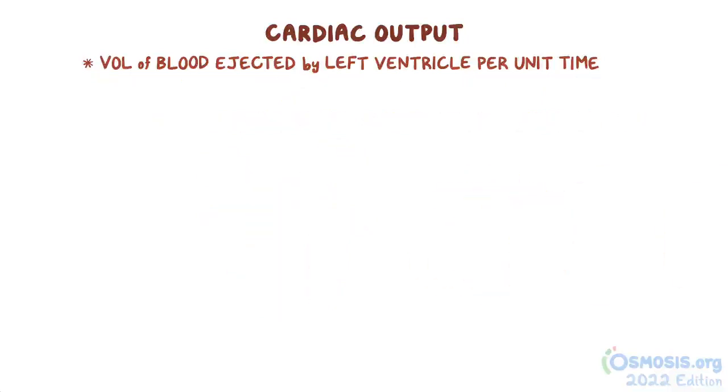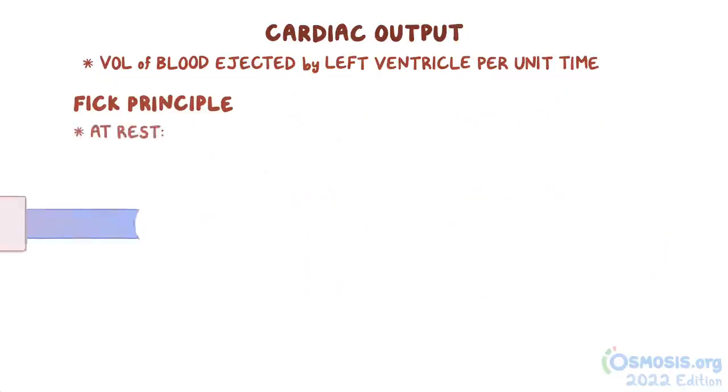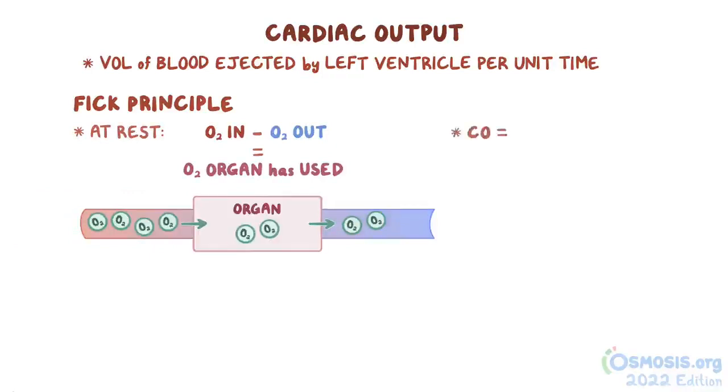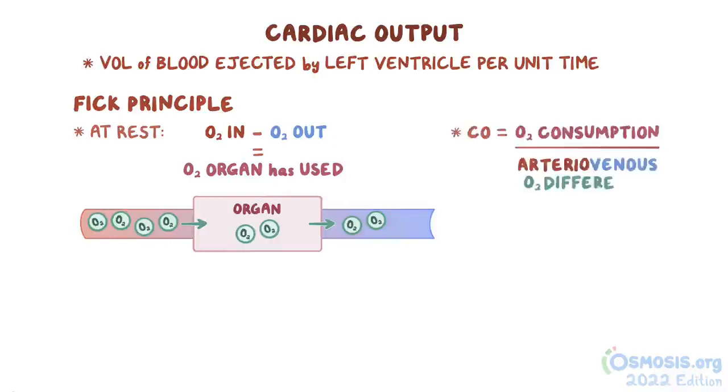Another way to calculate cardiac output is by using the Fick principle, which simply states the oxygen going into an organ minus the oxygen left out of an organ must equal how much oxygen that organ has used. Using the Fick principle equation of cardiac output equals oxygen consumption divided by arteriovenous oxygen difference, cardiac output can be calculated.